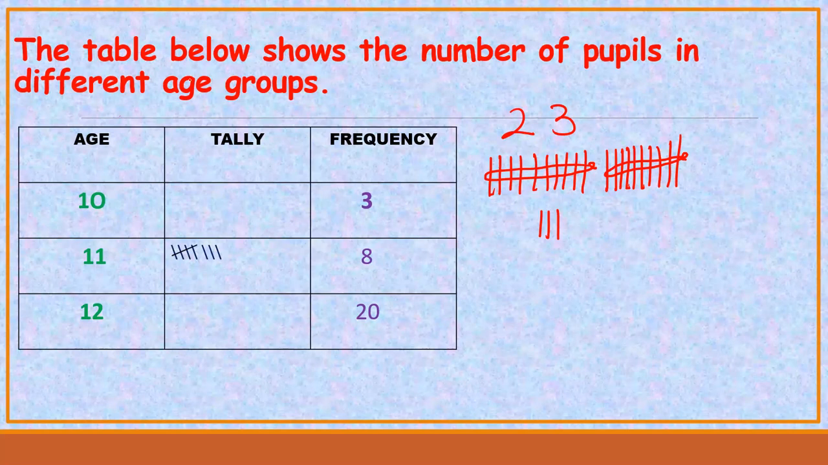So for example here, they are saying that the table below shows the number of pupils in different age groups. They have drawn for us a tally table here. In the first place, it has the column for the age. It has the column for what we are calling the tally. It has the column for what we are calling the frequency.